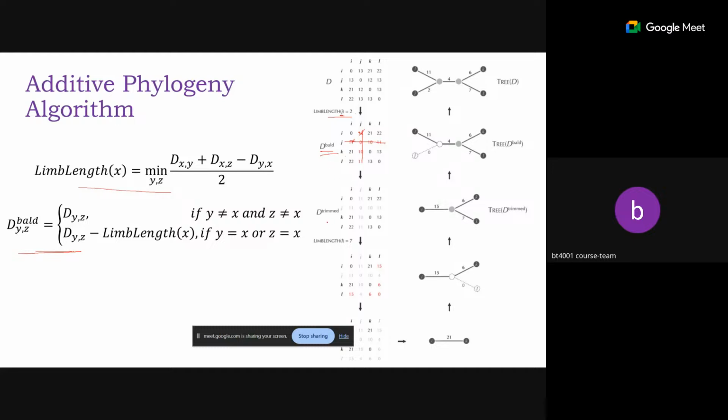Okay, so you get D trimmed, then you keep on repeating that, and finally we add the cherries and the nodes accordingly. The limb lengths will be according to this limb length, and we compute the cherries according to what nodes we have chosen. Okay, so yeah, this was the additive phylogeny algorithm.